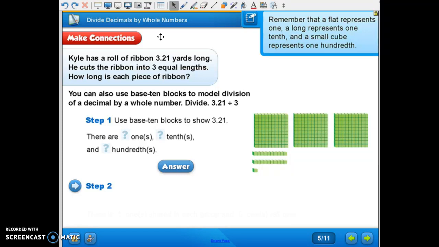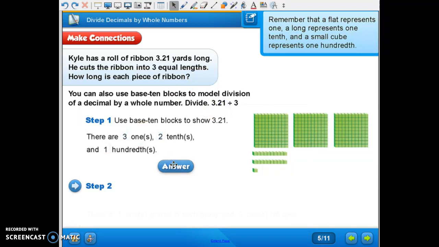You can use base 10 blocks to model division of a decimal by a whole number. Divide 3 21/100 divided by 3. Use base 10 blocks to show there are how many ones? Now what's in the ones place? 3. How many tenths? 2. And how many hundredths?